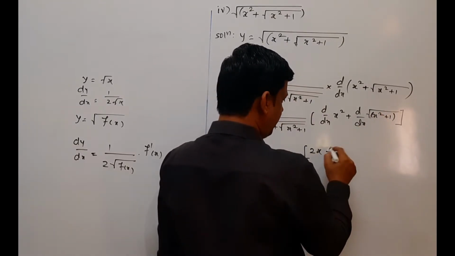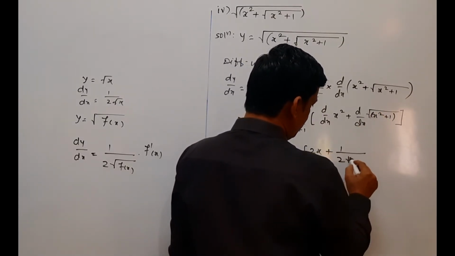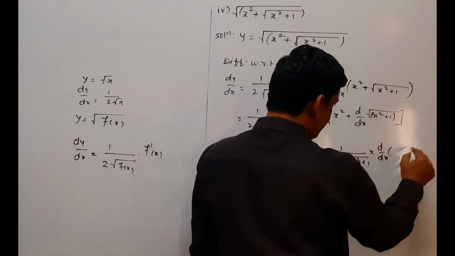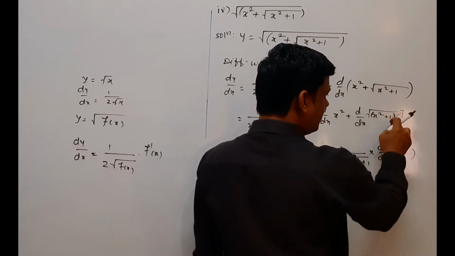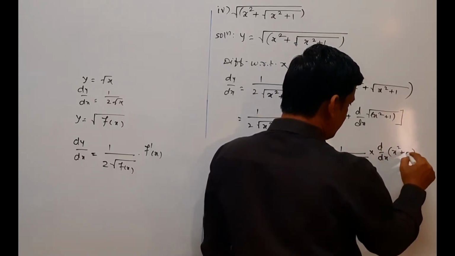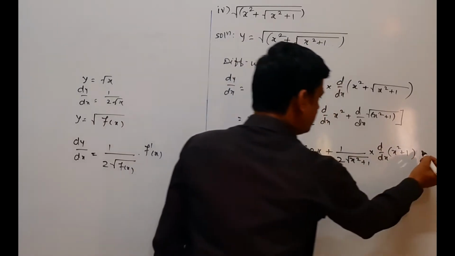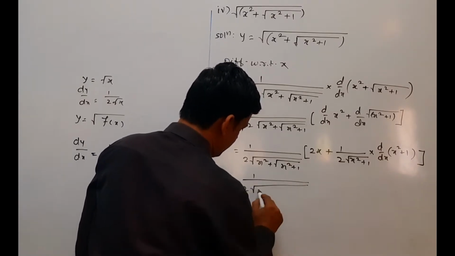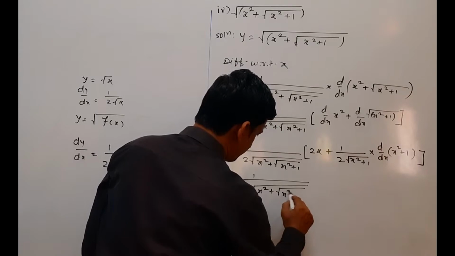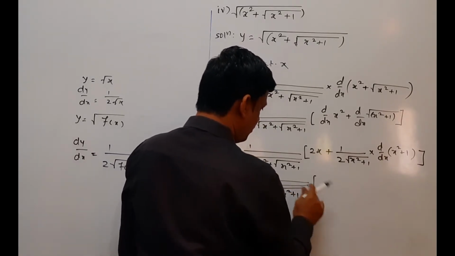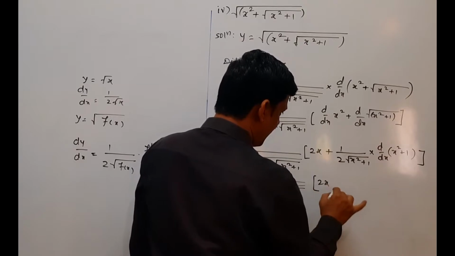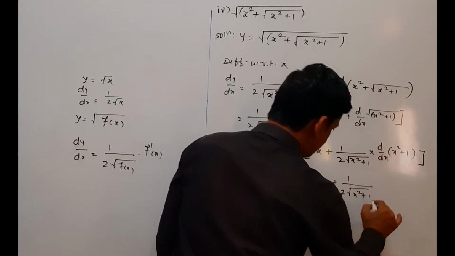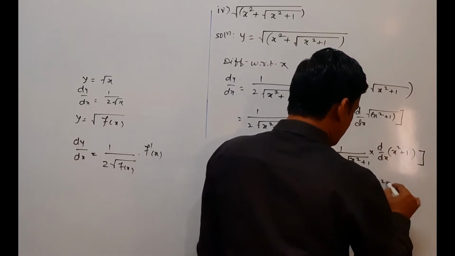Here again we have to apply the rule of composite function, that means we have to find the derivative of this outer function, that is the derivative of root. So we write 1 upon 2 root x square plus 1 into d by dx of the term inside the root, that is x square plus 1. So we write here 1 upon 2 root x square plus root x square plus 1 into this 2x as it is, plus 1 upon 2 root x square plus 1 into the derivative of x square, which is 2x, and the derivative of 1 is 0.